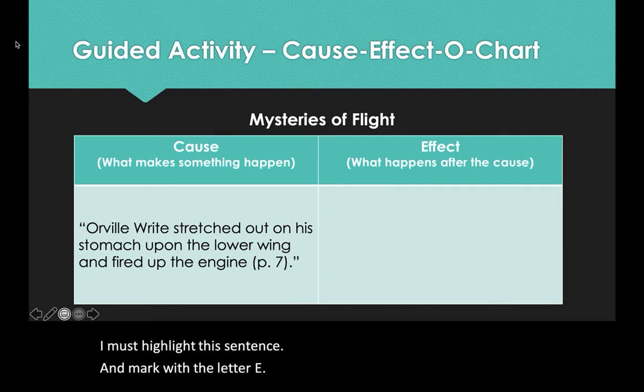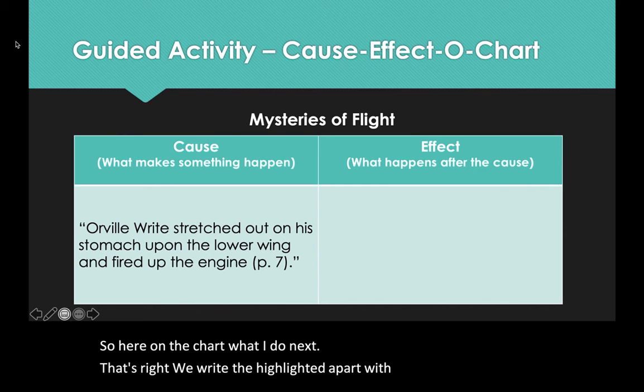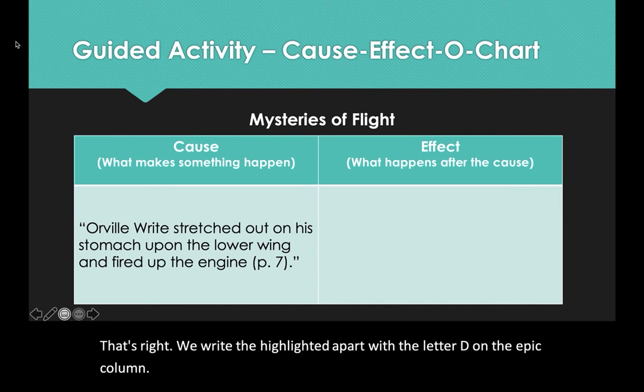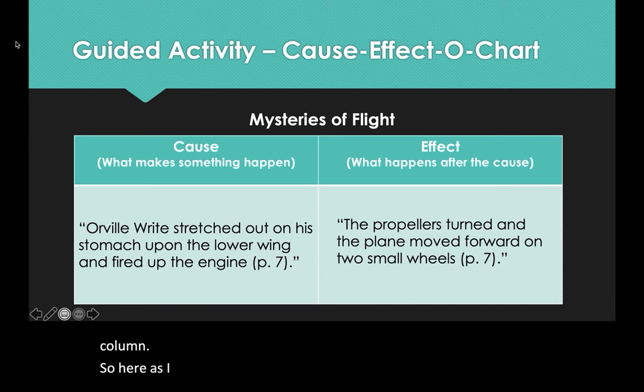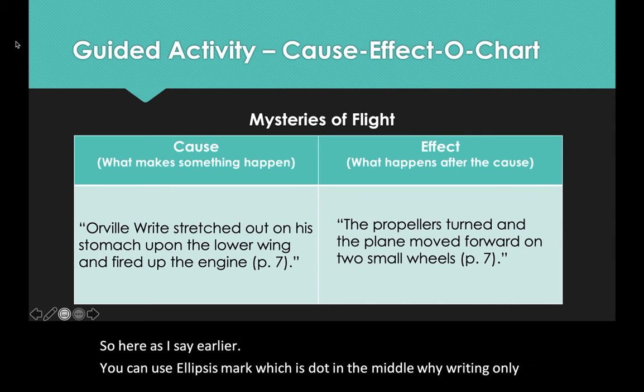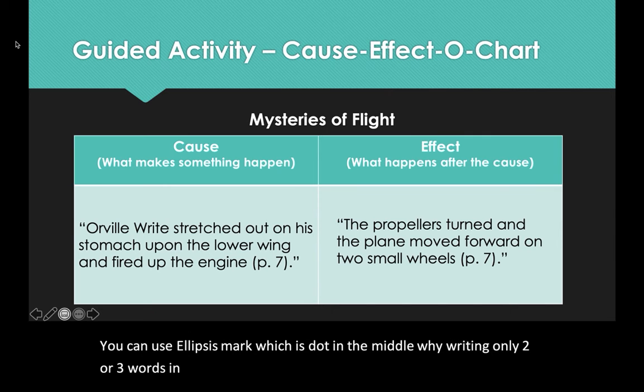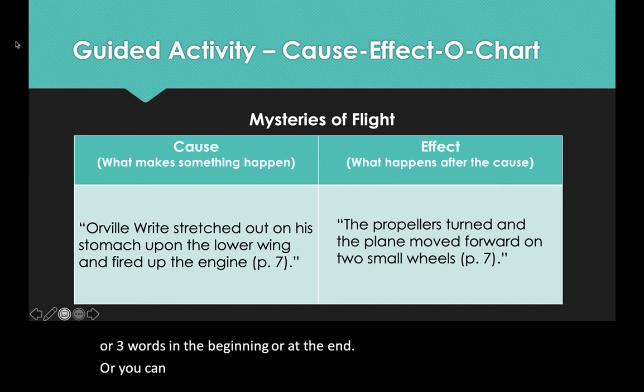So here on the chart, what do I do next? That's right. We write the highlighted part with the letter E in the effect column. So here, as I said earlier, you can use an ellipsis mark, which is dot dot dot, in the middle, while writing only 2 or 3 words in the beginning or at the end. Or you can abbreviate your sentence.